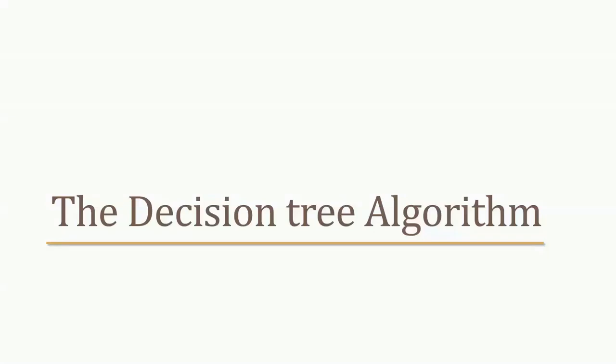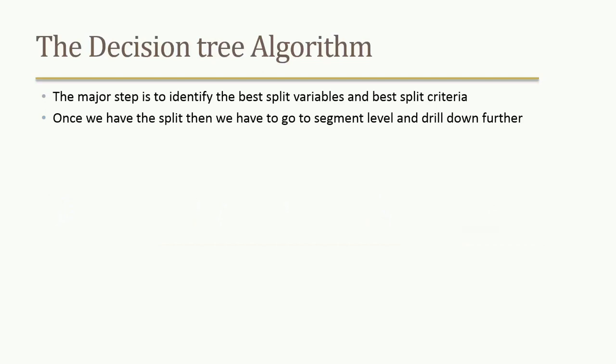Now that we understand entropy and information gain, let us see the decision tree algorithm. Now it will be very easy for us to understand the whole algorithm of decision tree, how a population is considered and split into different segments, so that each segment is really useful to take any business action upon. So the major step is to identify the best split variables and best split criteria.